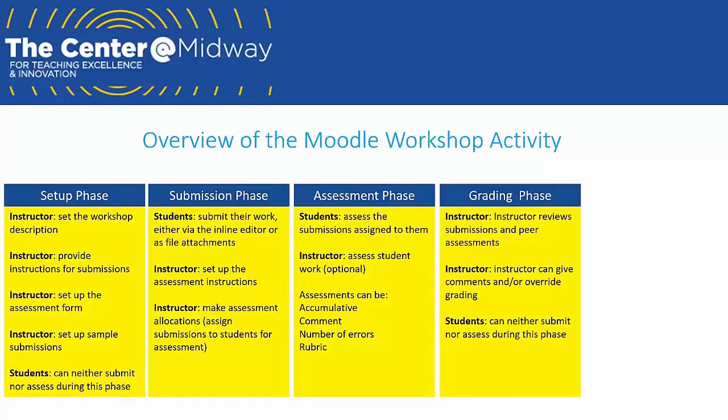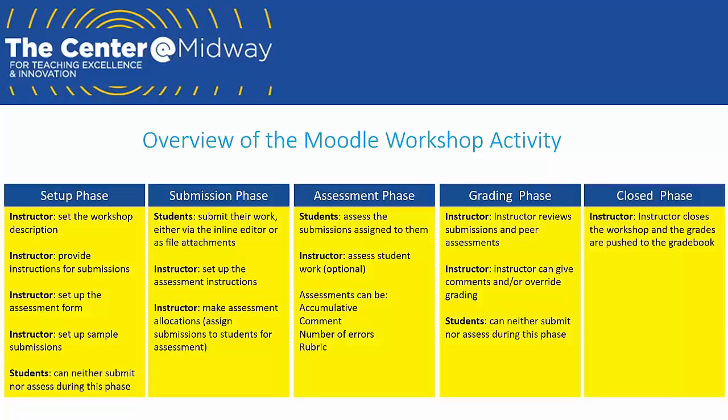Once the students have completed the assessments of their peers' submissions, the instructor pushes the workshop activity into the grading phase. In the grading phase, the instructor reviews the submissions and the peer assessments. At this point, the instructor can make his or her own comments, and the instructor can override grading if they want to. During this phase, the students are waiting to see what their grade is going to be. They can neither submit nor assess during this phase, and they can't yet see their grades.